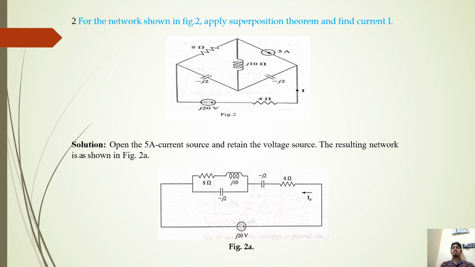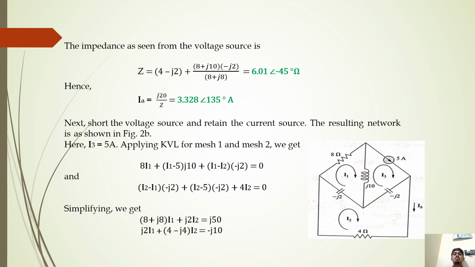For the network shown in the figure, apply the superposition theorem and find current I. Solution: open the 5 ampere current source and retain the voltage source. The resulting network is as shown in the figure. The impedance as seen from the voltage source is Z equal to 4 minus j2 plus 8 plus j10 into minus j2 divided by 8 plus j8. We get Z is equal to 6.01 at an angle of minus 45 degree ohm.